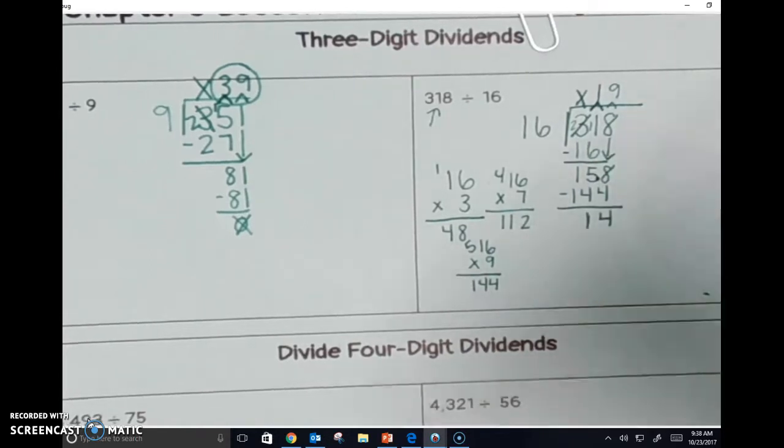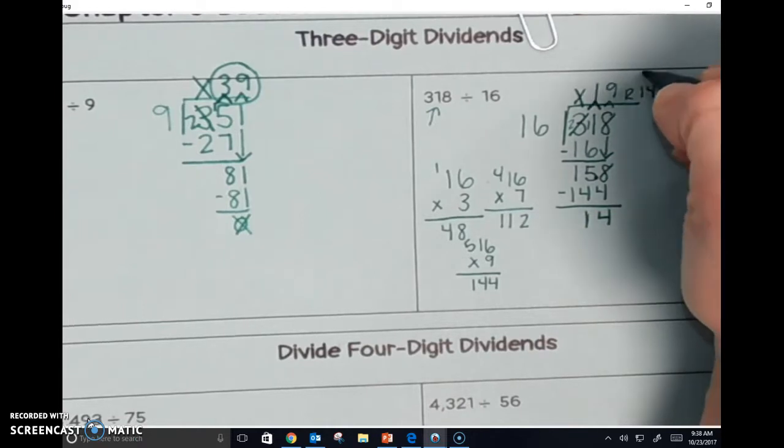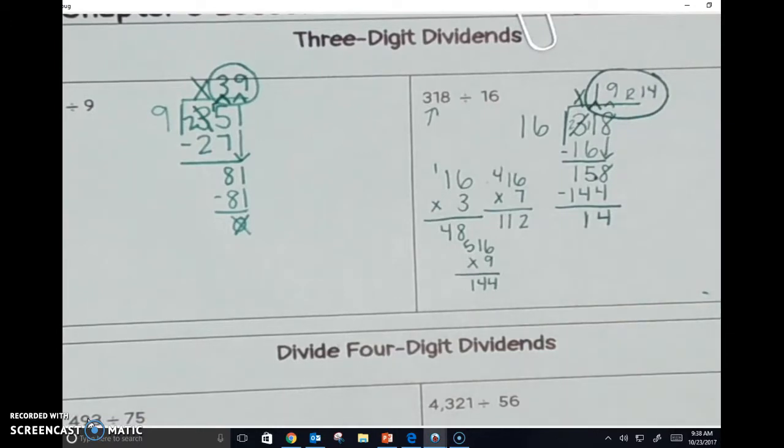Okay, today, since we're not doing decimals, what is our remainder going to be? Shelby? 14. So 19, remainder 14. Are there any questions about this problem?